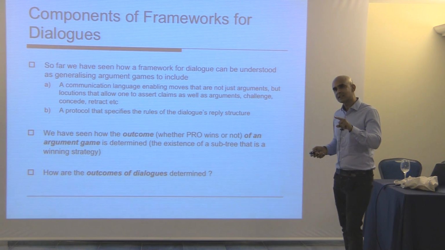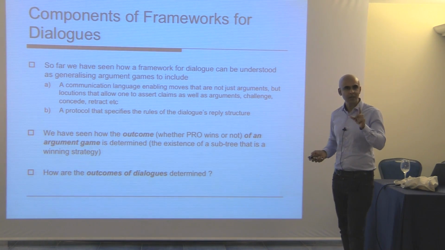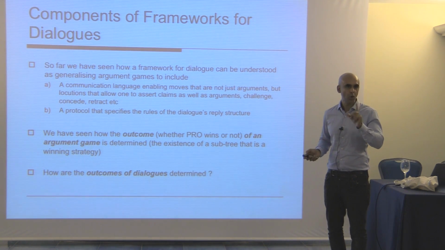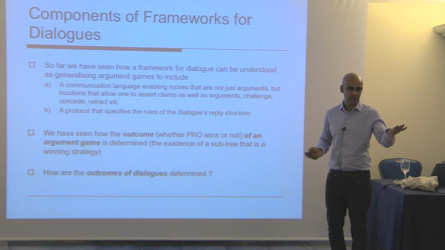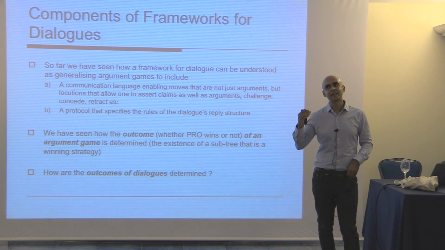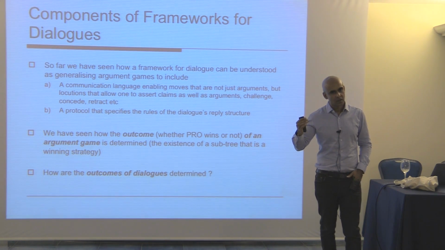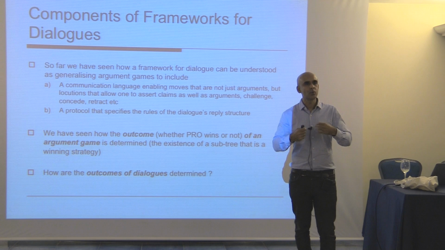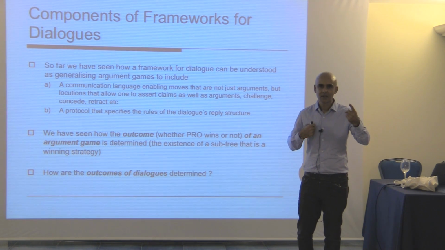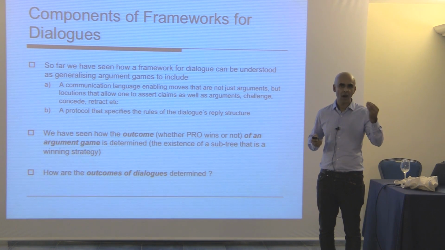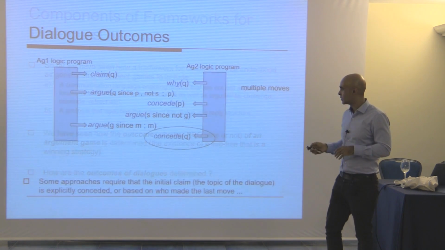Okay. We've already seen how the outcome of an argument game is determined, in other words, by who has won, pro or con, in an argument game. Now the question is, how do we decide the outcome of a dialogue, with agents communicating with these locutions? How do we decide whether one agent has successfully persuaded another agent that alpha is true? Or like Paul, how can we decide that Paul has successfully persuaded Olga that the car is safe? That's what I'm going to talk a bit about now.